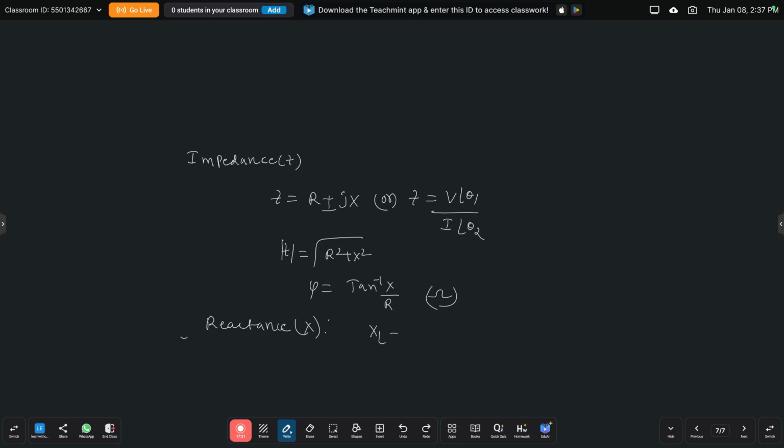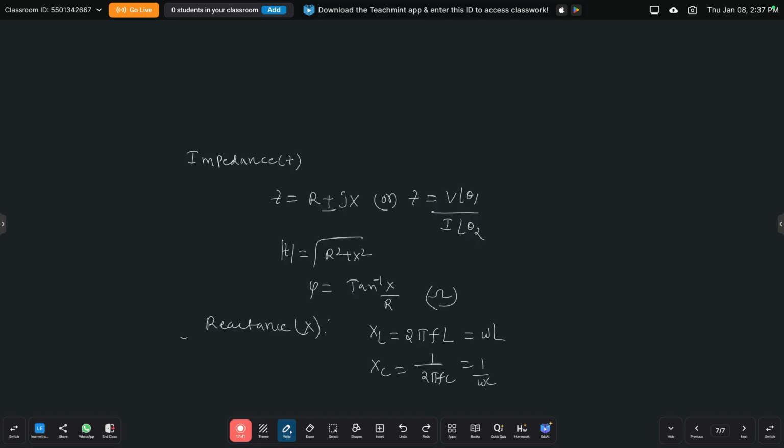Now the inductive reactance is called XL, which is written as 2 pi f L, and the capacitive reactance is called XC, which is 1 by 2 pi f C. You can also write this as 1 by omega C, because omega is equal to 2 pi f. Similarly, XL can be written as omega L.